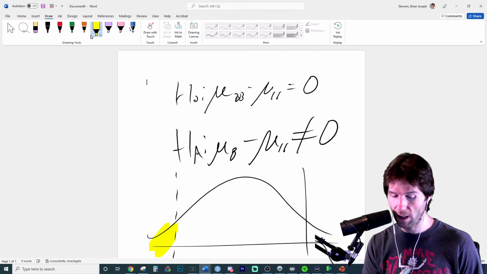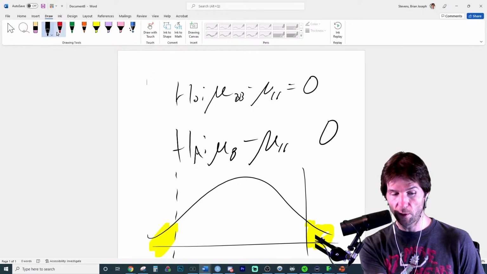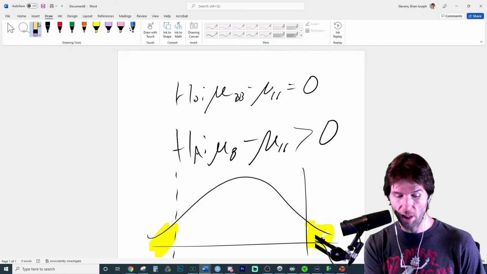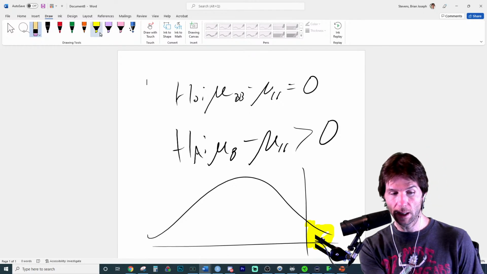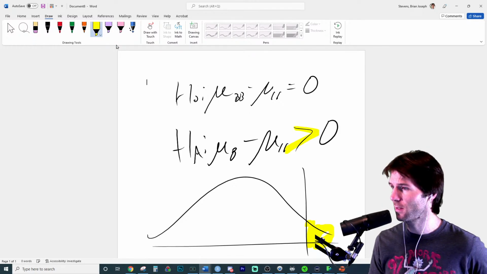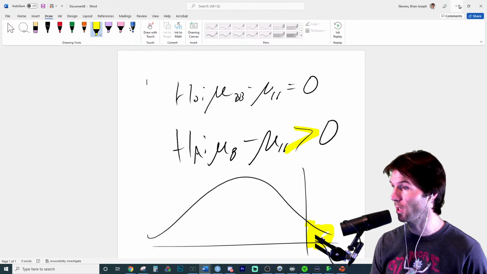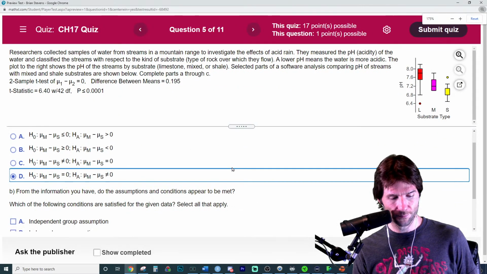I do want to point out once again that we are shading both sides because of the sign of the alternative. If we wanted to see if the first mean was greater, we would do the greater than sign, and we would only shade greater than our observed result. So our observed result is right there at the line, and we are shading greater than because this points to the right. That's how that test is done. Remember, the sign of the alternative determines which way we shade when we're doing our p-values. Good to know later on.